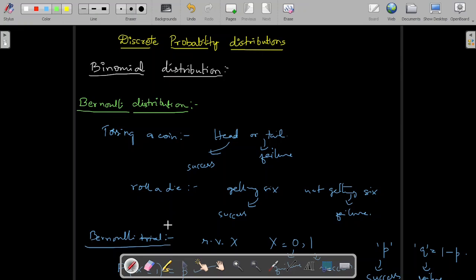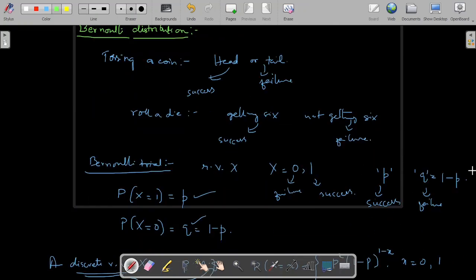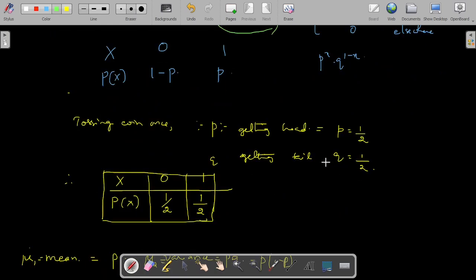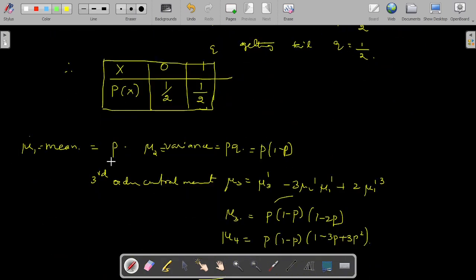This Bernoulli trial has values for the random variable as only 0 and 1, where 0 is for failure and 1 is for success. The probability of success is named P, and the probability of failure becomes 1 minus P. The distribution function is given like this, and the probability mass function is given this way. For a Bernoulli distribution, mean is P and variance is PQ. Other central moments can be given like this, but these two central moments are important.